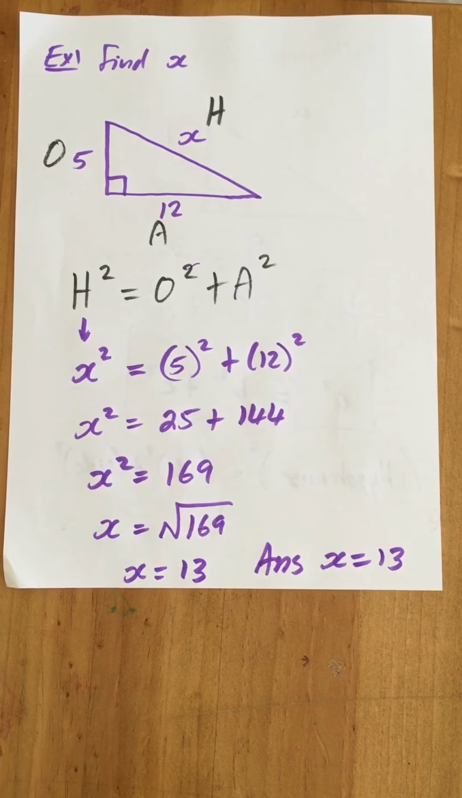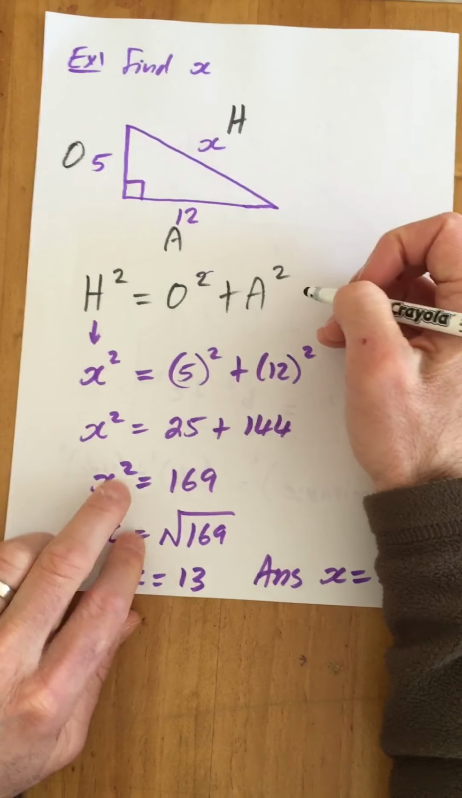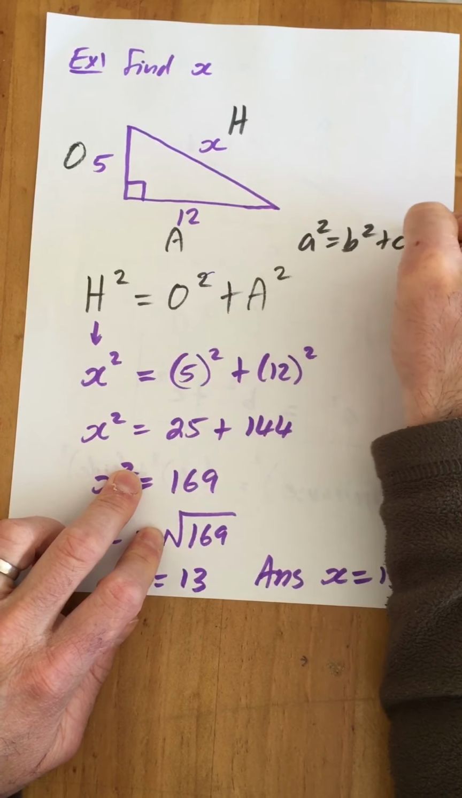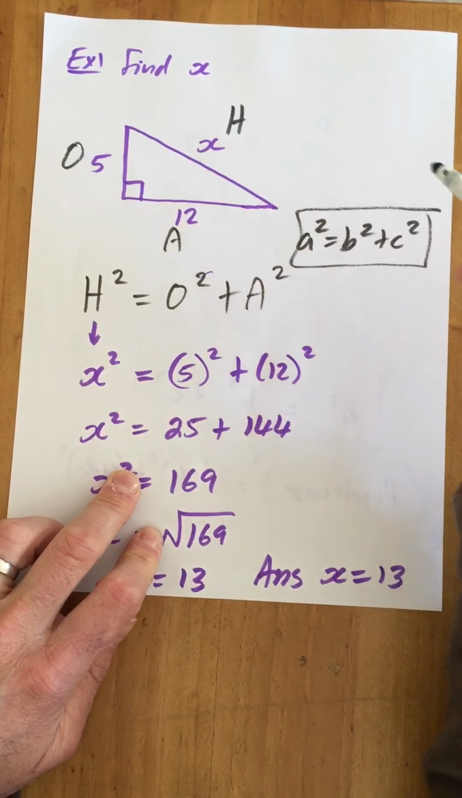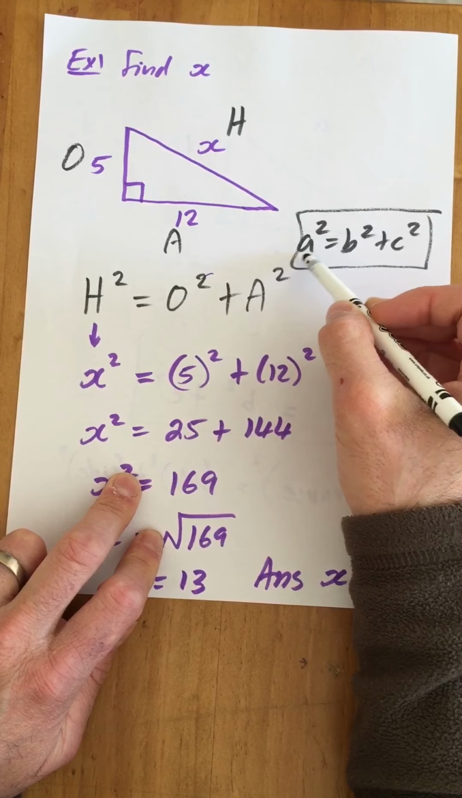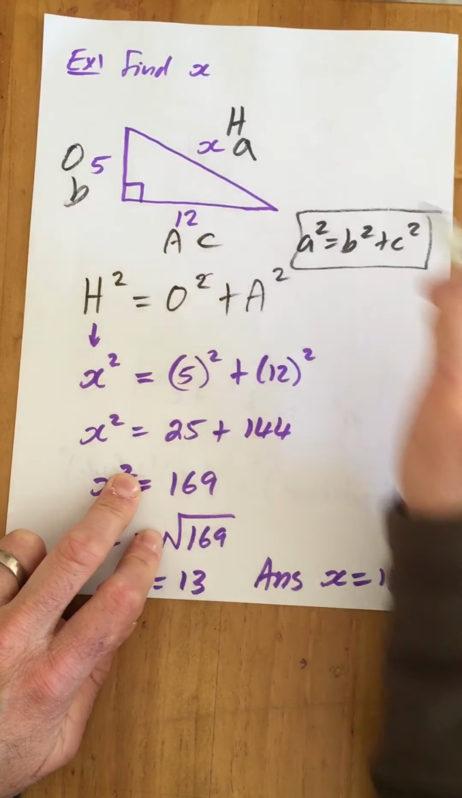Just a quick note, in your textbook, they don't use h's, o's, and a's. In your textbook, they use a squared equals b squared plus c squared. Notice that in this case, the most important letter is your A. A stands for your hypotenuse. So we would relabel this as A, and then maybe this B and this C.